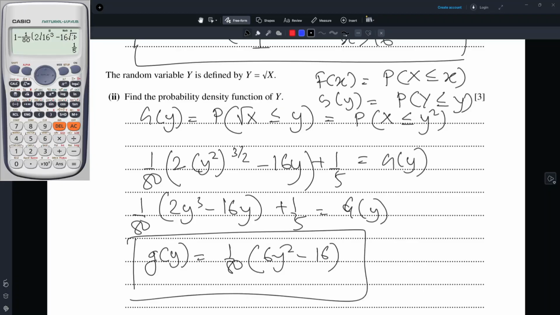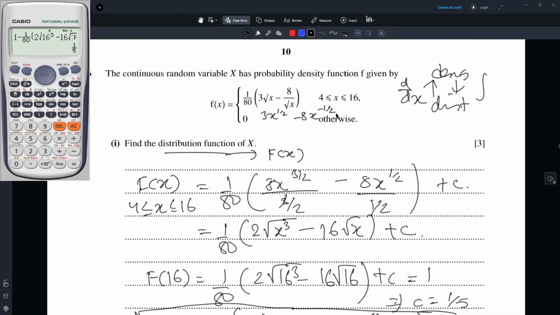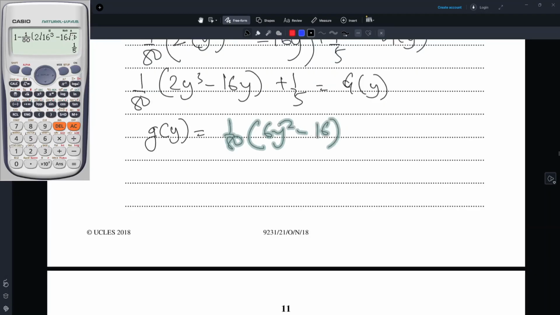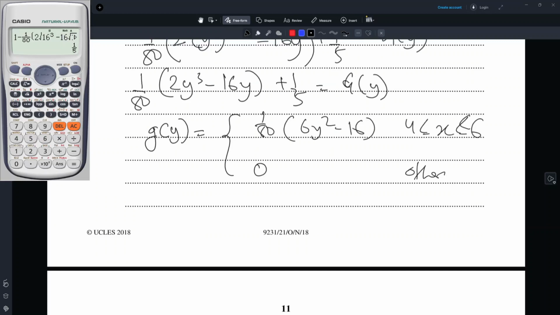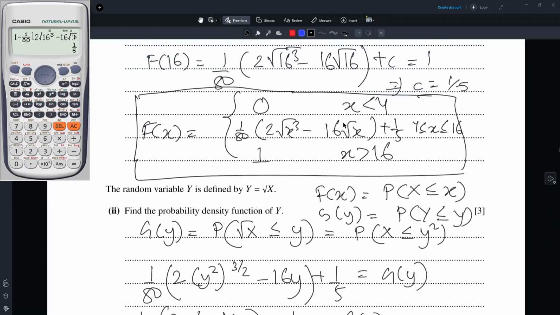But it's not the final answer because I need to represent it for the entirety of the possible cases of x. So I write it down like this. 1 by 80 of 6y squared minus 16 from 4 to 6, and 0 otherwise, which means that it would not be valid for anything outside of this little range right here. But that's my answer. And that's it for this question.